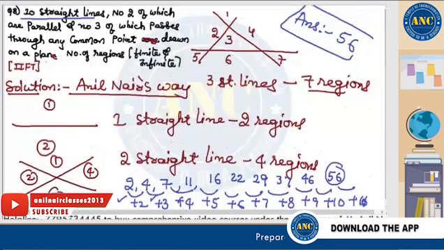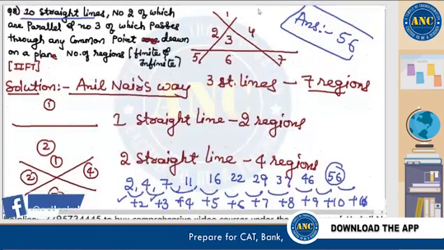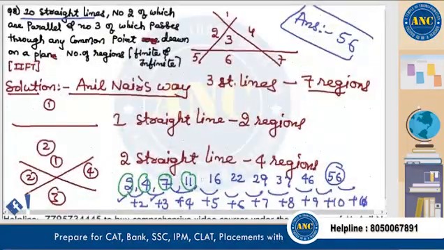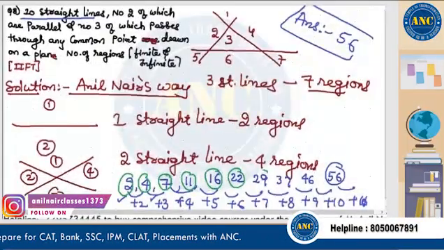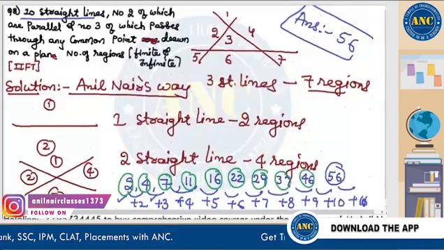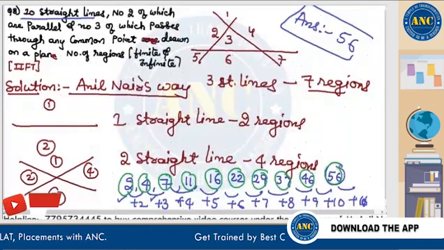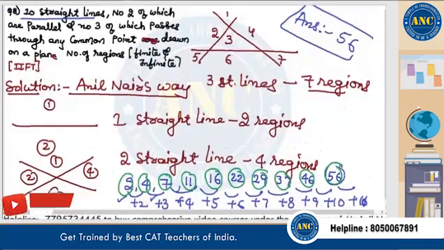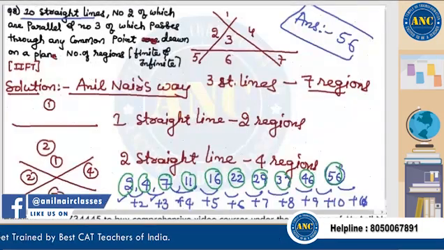So this is for the one straight line. One straight line, second straight line, third one, fourth one, fifth one, sixth one, seventh one, eighth one, ninth one, 10th one. How much time does it take to solve? Please tell me, sir.